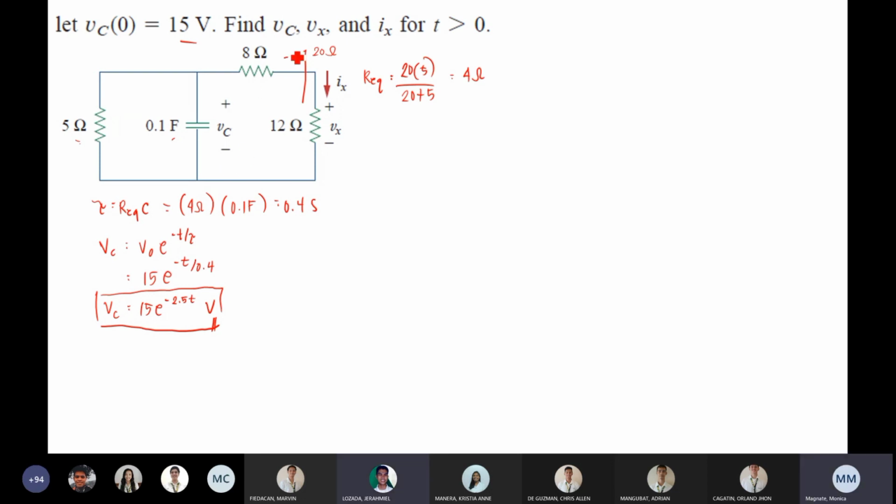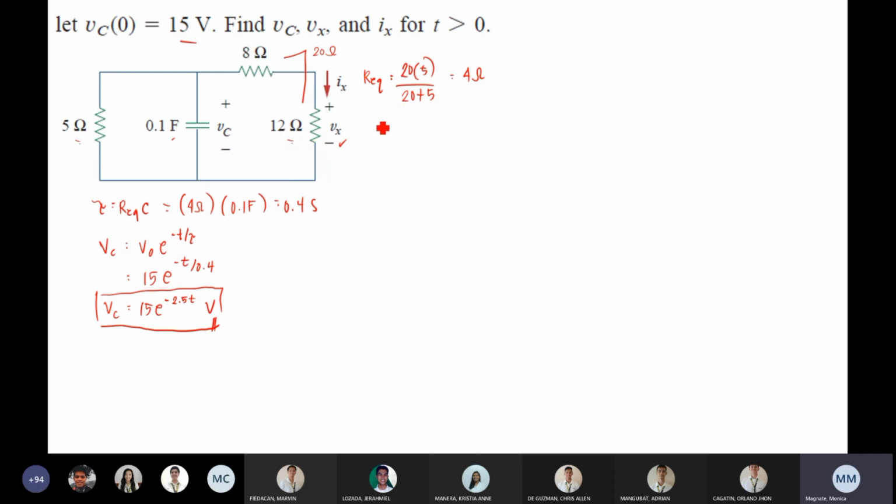Ayan. So, ano pa yung hinahanap? Hinahanap daw si V sub X. Yung V sub X natin, siya yung voltage drop kay 12 ohm. Para makuha natin to, ano yung kukonsiderin natin? Kung mapapansin niyo, yung capacitor natin is naka-parallel kay 8 and 12, di ba? At kapag parallel, same yung voltage. So, ibig sabihin, yung voltage natin kay capacitor equal sa voltage nitong combination ng 8 and 12.